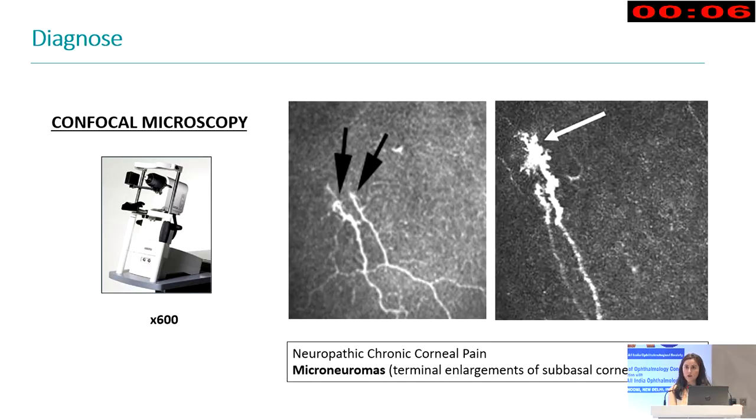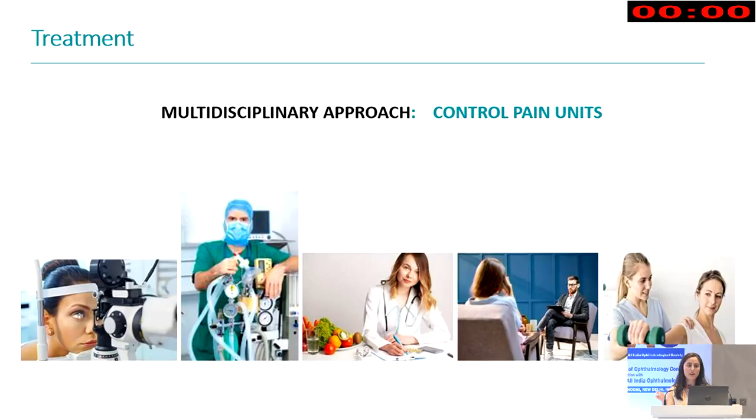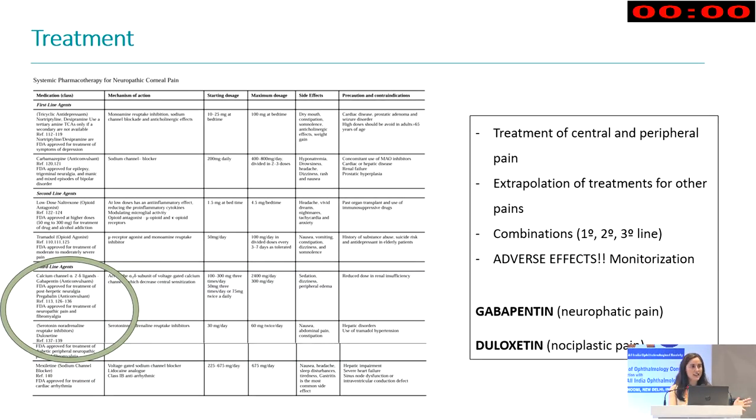In the confocal microscopy, we will have this image of microneuromas, which are terminal enlargements of subbasal corneal nerves. And as I said, the treatment will be mainly on the ocular surface, but here we will need a multidisciplinary approach, a pain control unit, where we will need an anesthesiologist, a physiotherapist, a psychologist, and a dietitian to properly treat it. Here we will need some treatments such as gabapentin or duloxetine to control the central pain.